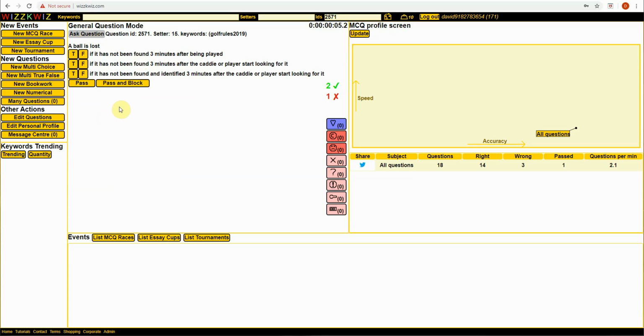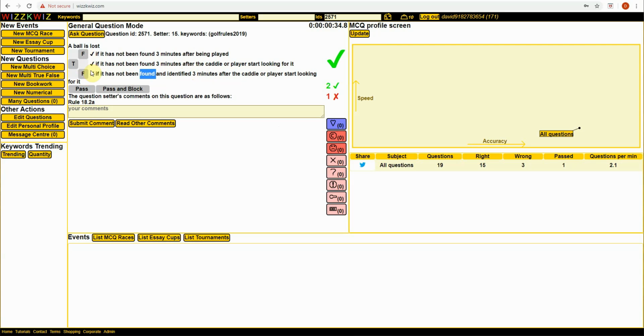So a ball is lost if it has not been found 3 minutes after being played. A lot of people think that's the right answer with the new rules. It's actually not, because the right answer is it's 3 minutes after the caddy or the players start looking for it. Okay, so it's quite a tricky question, this, because the wrong answers are quite close to the right answer. So this other one here, if it has not been found and identified 3 minutes after the caddy or player start looking for it, well, it doesn't have to be identified within the 3 minutes, it just has to be found. So that again is false.